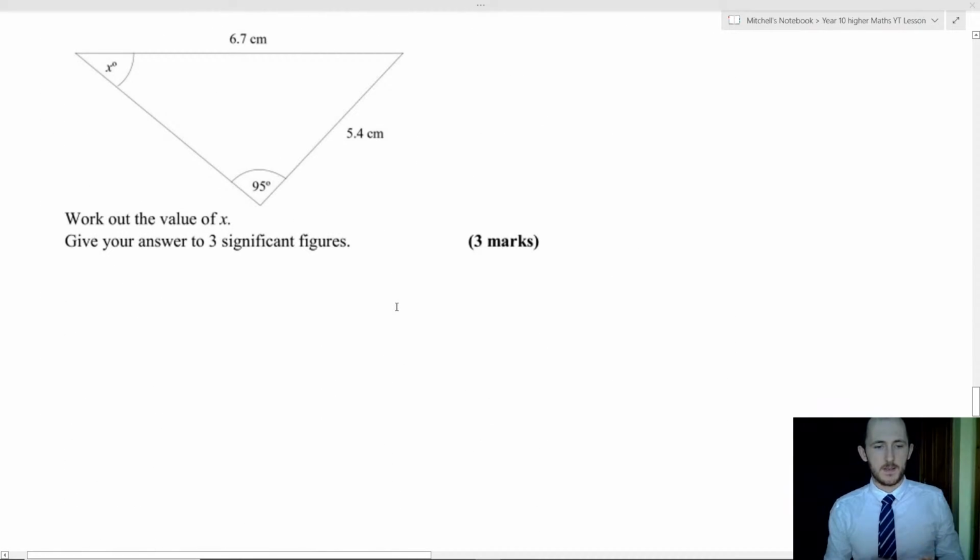Okay. So again, sine rule is the easiest one. So if you're not sure, then please let me know, because cosine rule is a lot more difficult. Not to scare you.